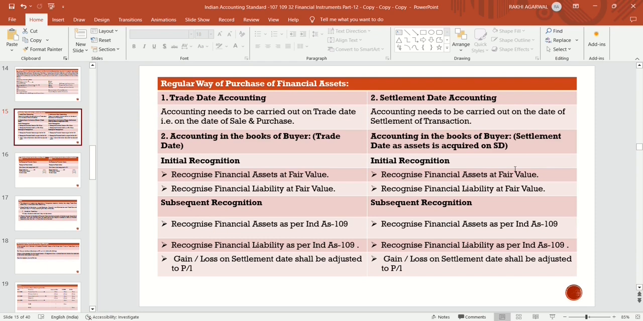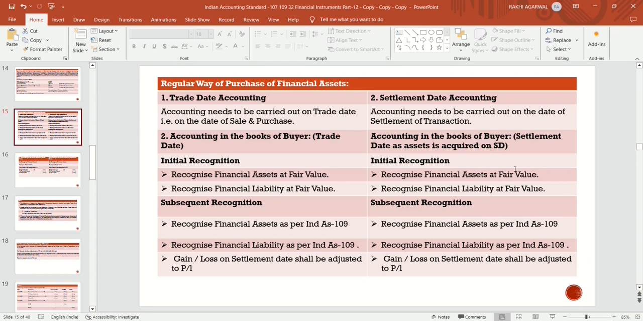Firstly, we are going to discuss the trade date accounting, that is the date on which the buyer enters into a contract with the seller. Accounting in the books of buyer on the trade date: initial recognition. Any financial asset is to be recognized at fair value. Financial liability is also recognized at fair value, as we have discussed.